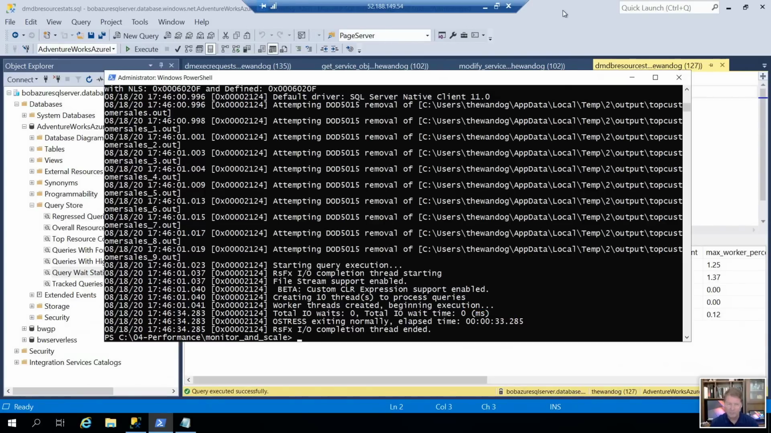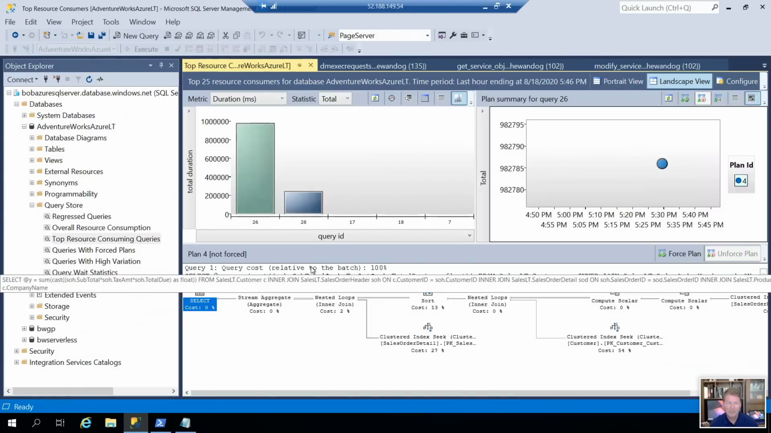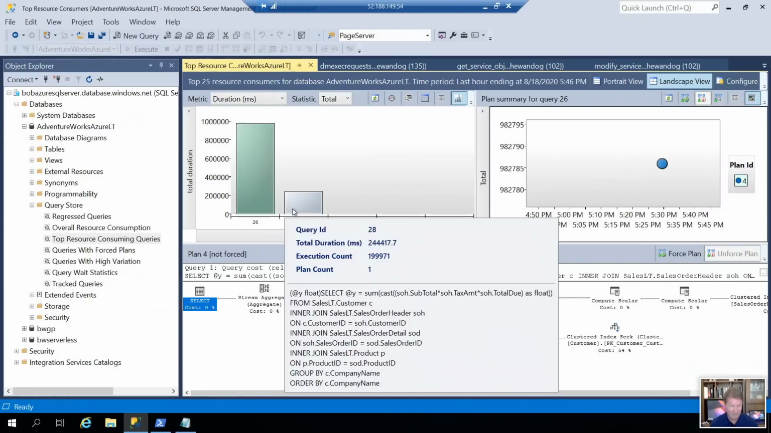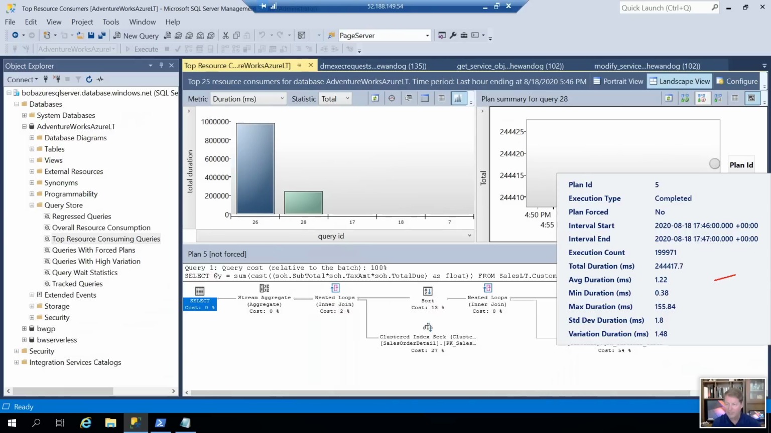So what about the Query Store? Does it show up? Let's go back to the top resource consuming queries. Notice that I have 2 query IDs now. What's interesting here, Anna, is that because we allow parallelism in the 8-core case and not the 2-core case, I get a new query ID for the same query text. But can you see the difference in duration here? If I click here, I can look at the plan, and notice the average duration is now a little over a millisecond.